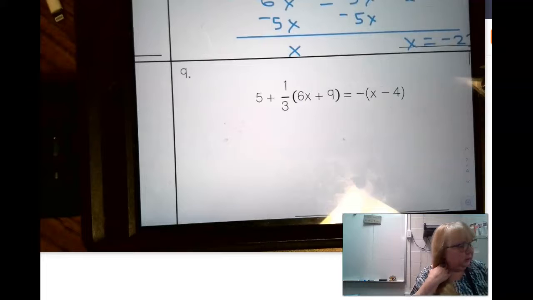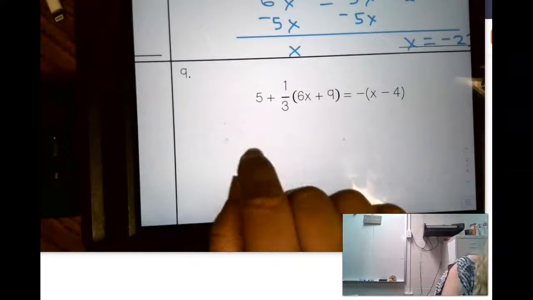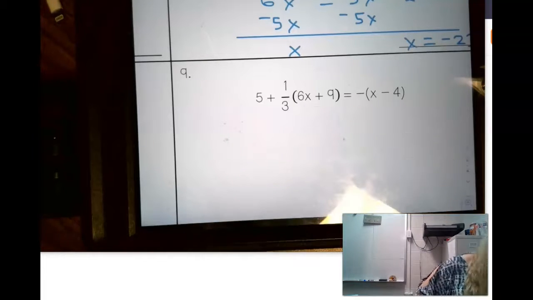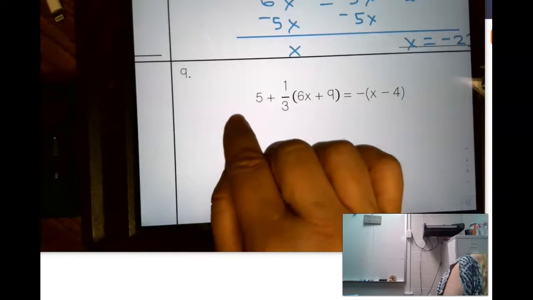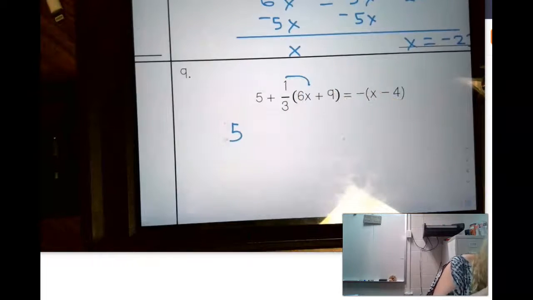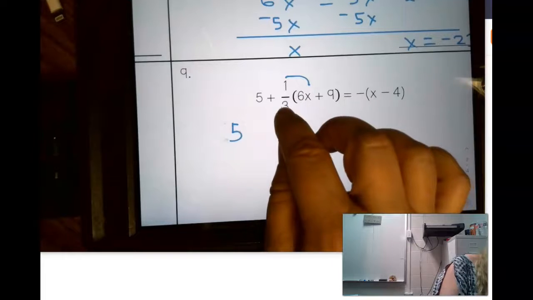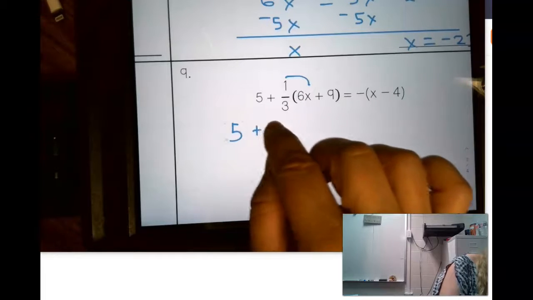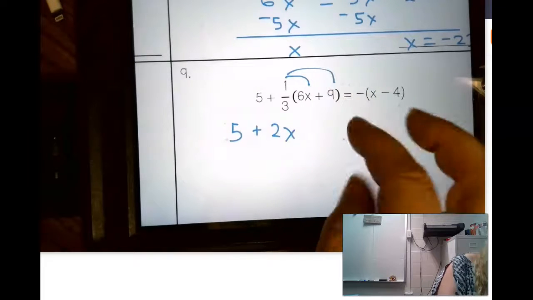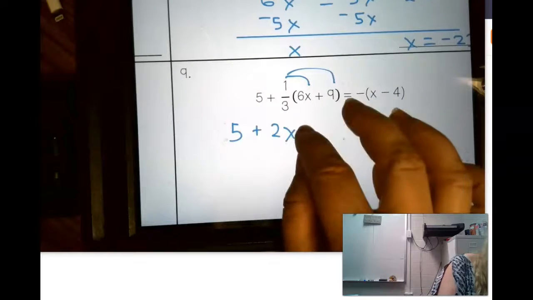Now let me do this one because I know sometimes y'all are nervous about fractions. So let's go ahead. And this has both, so we're going to have some like terms and we're going to have some distributing. So we have 5. I'll just bring that down. And then 1/3 times 6x. Well, 6 divided by 3 is 2. So that's plus 2x. And then 1/3 times 9. 9 divided by 3 is 3.